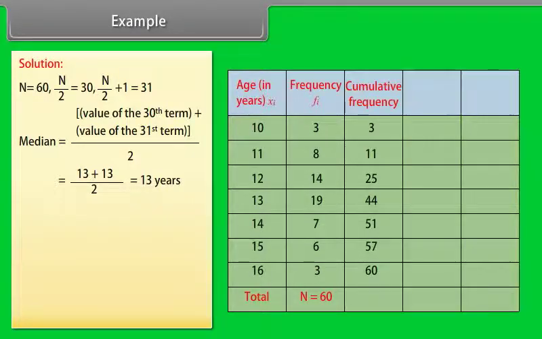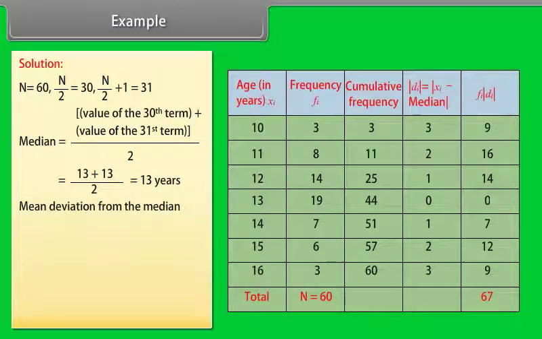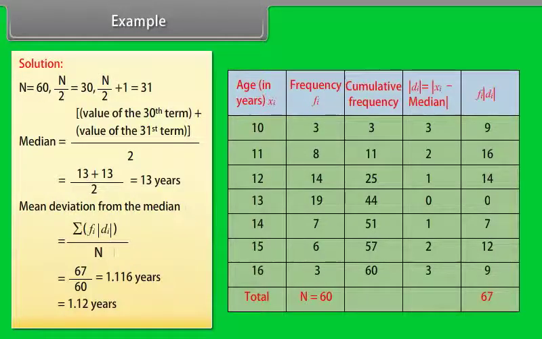In the third column, we find the cumulative frequency by adding the previous frequency to the current frequency. In the fourth column, we find the absolute value of the difference between xi and the median, denoted by di. In the fifth column, we find the product between the absolute values and frequency, and their sum is 67. And finally, we find the mean deviation by the summation of the product between frequency and absolute values divided by capital N as 1.12 years.